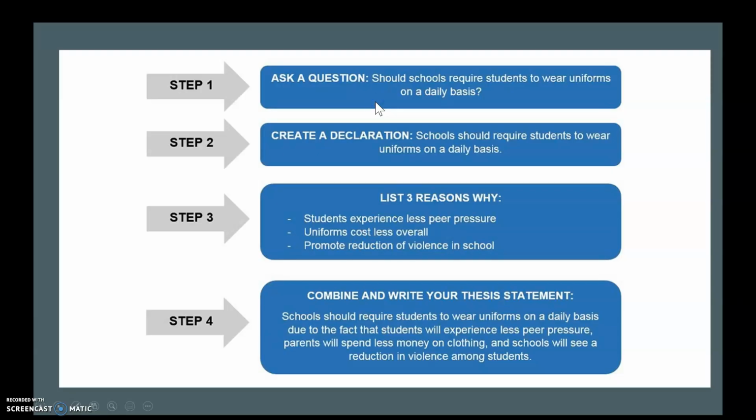So let's look at this in action. Here's a different way you can do it. You can start by asking a question. Should schools require students to wear uniforms on a daily basis? That's going to be the question in the prompt. It's the same thing as reversing the prompt. Then create a declaration. That's the same thing as creating a claim. You'll see a lot of teachers use different language to describe the same things. So, schools should require students to wear uniforms on a daily basis. That's reversing the prompt. Then list 3 reasons why, and combine to write your thesis statement.